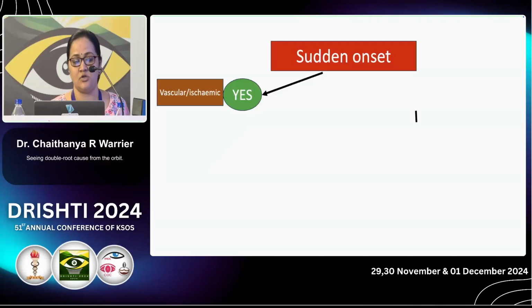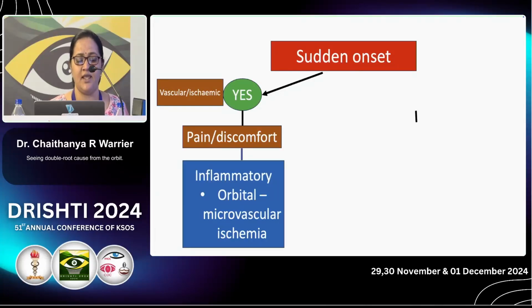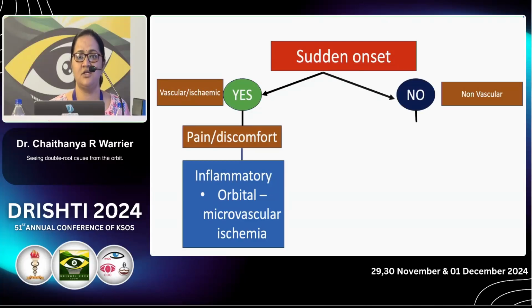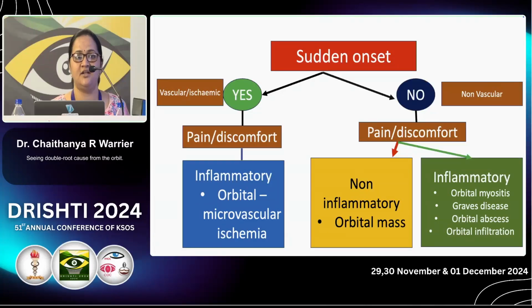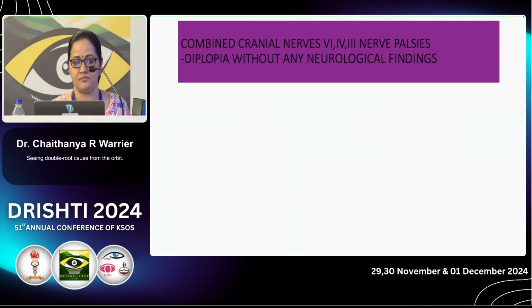And if it is sudden onset, we will suspect vascular or ischemic pathology. If there is pain or discomfort, it will be mainly inflammatory related or orbital microvascular ischemia. If there is no sudden onset, it's long duration, basically non-vascular. And if pain and discomfort is not there, non-inflammatory orbital mass related, either restriction or mechanical. If the pain is there, definitely inflammatory causes from orbital myositis, Graves' disease, or abscess or infiltration.